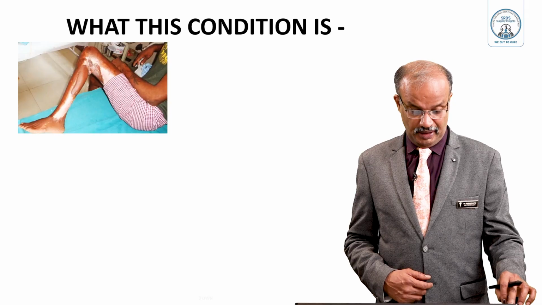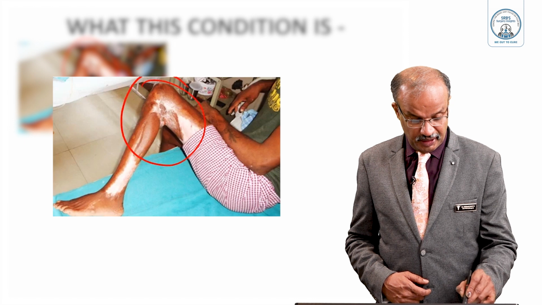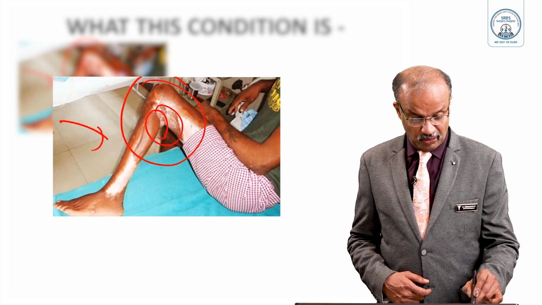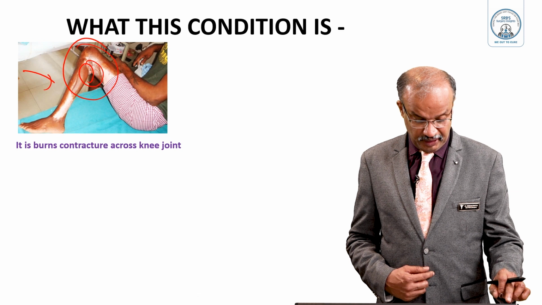Hello students, we will discuss today a common sequela after burn injury, which is quite common and often disfiguring. Just see what this condition is. Look here, across the knee joint. This is the area, concentrate on this area. So what is this condition? This is burn contracture across the knee joint.